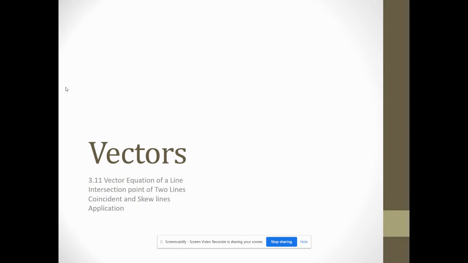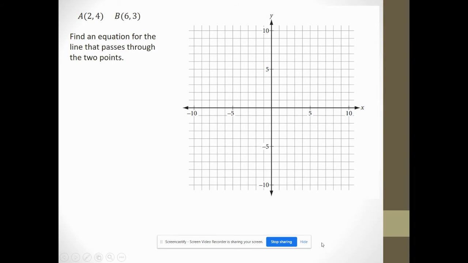Okay, I'm going to take you through vector equation of a line and intersection of two lines, and then an application. So if we've got 2 points, A and B, at 2, 4, we know how to find the equation of this line using slope-intercept form, y equals mx plus c, where c is the y-intercept, m is the slope. So first we'd find the slope between the points, and then use one of the points to plug it back in and get the y-intercept.